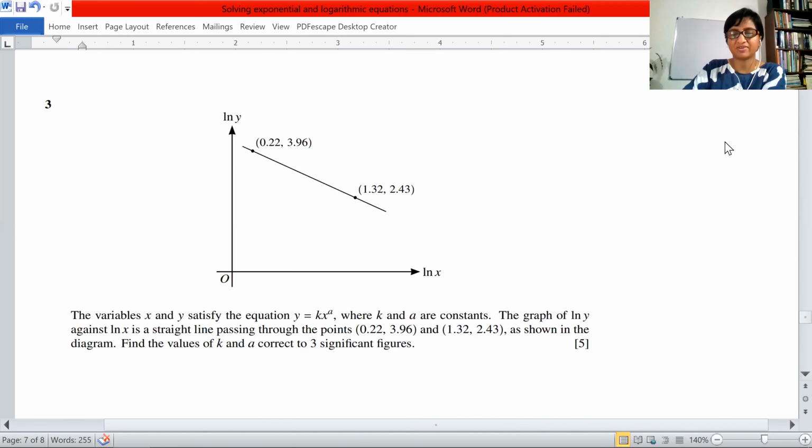If someone finds the gradient, let me know on the chat what you get for the gradient. Okay, gradient using these 2 points. If you have found the gradient, tell me what that is. Minus 1.3. Thank you, Hatsi.